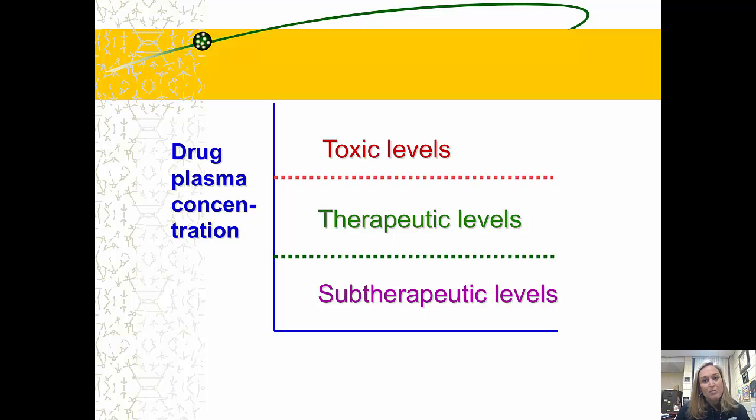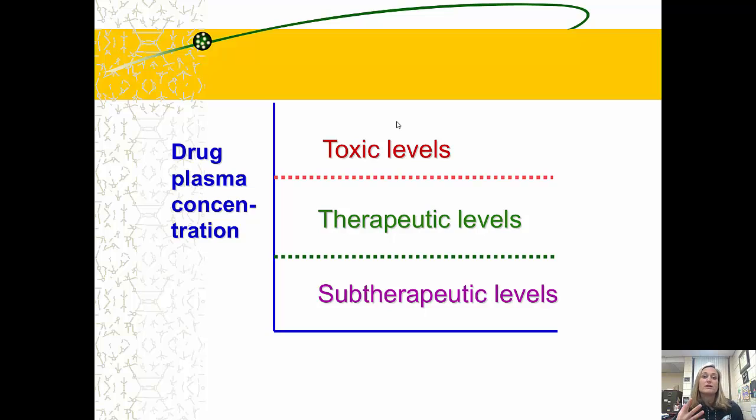All right, so we're going to pick up where we left off in the lecture on pharmacodynamics and pharmacokinetics. This is actually the slide that we left off talking about drug plasma concentrations and what happens when you have too little of a drug in you and what happens when you have too much of a drug in you.